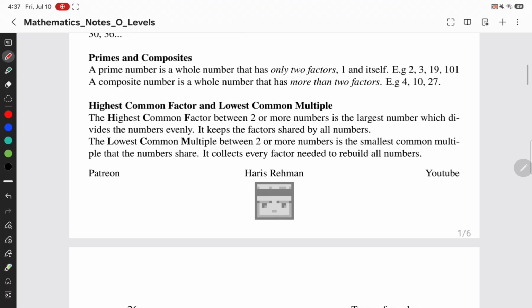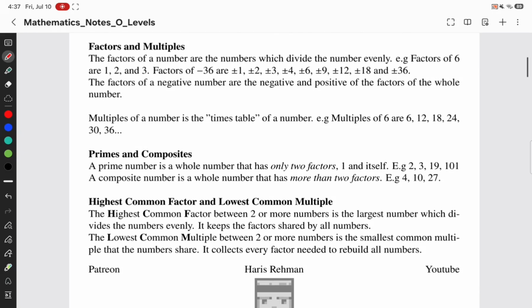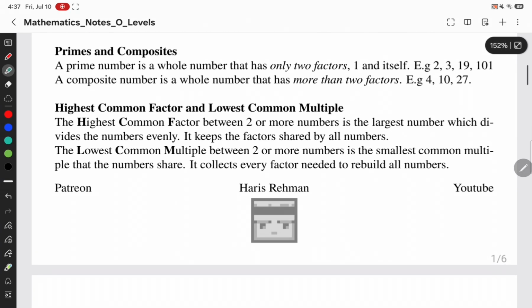Highest common factor and lowest common multiple. What are they? The HCF between 2 or more numbers is the largest number which divides the numbers evenly. It keeps the factors shared by all numbers. You know what a factor is? The factors of a number are the numbers which divide the number evenly. So the HCF of the inputs finds the number which divides all 3 with no remainders.